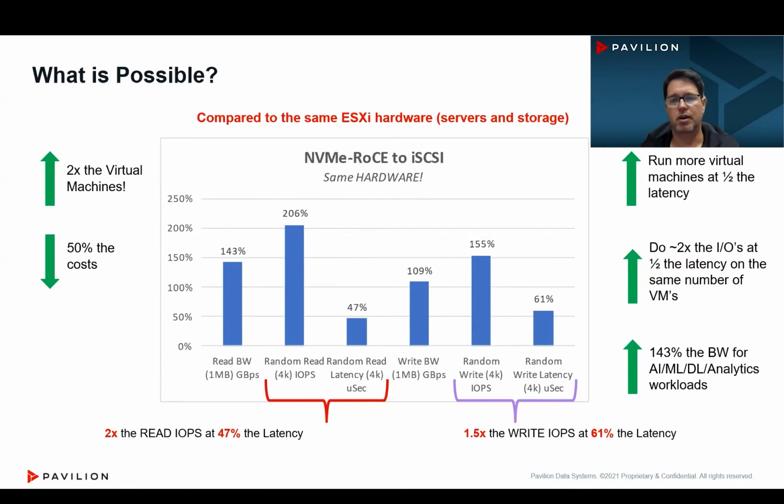So moving from iSCSI to RoCE, again, identical hardware, no physical changes at all, more than doubled your read IOPS, half your latency, huge performance improvements. Wow, just wow.